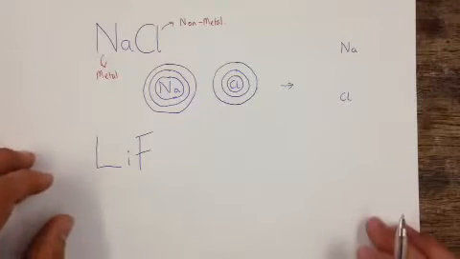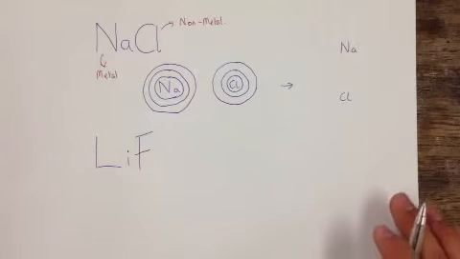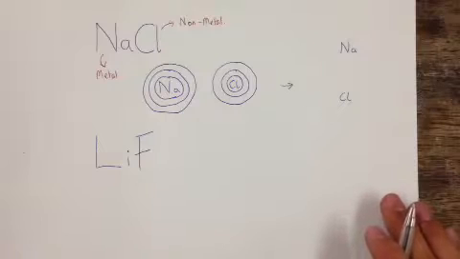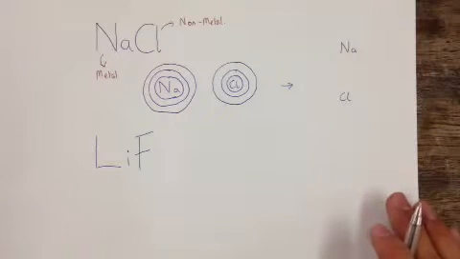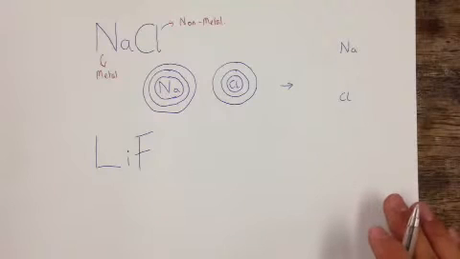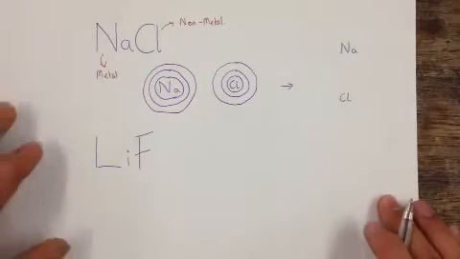Now ionic bonds form when ions, which are charged particles which have gained or lost their electrons, are bonded together by the electrostatic interaction between them, which is a type of attractive force.